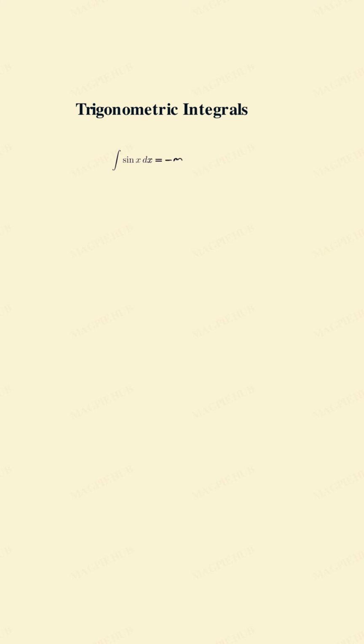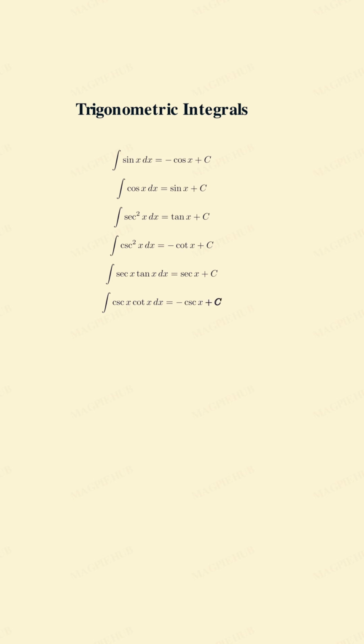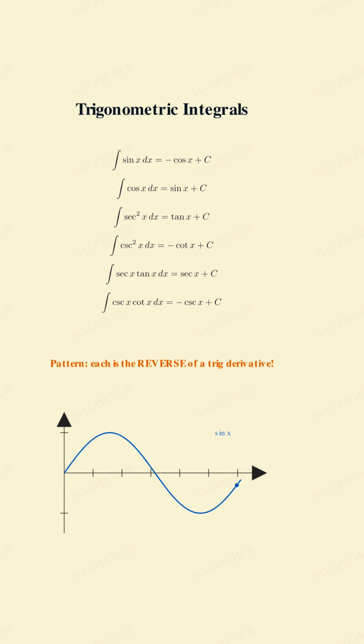Trigonometric integrals. These are simply the reverses of trig derivatives you already know. Integral of sine x is negative cosine x plus c. Integral of cosine x is sine x plus c. Integral of secant squared x is tangent x plus c. Integral of cosecant squared x is negative cotangent x plus c. Integral of sec x tan x is sec x plus c.